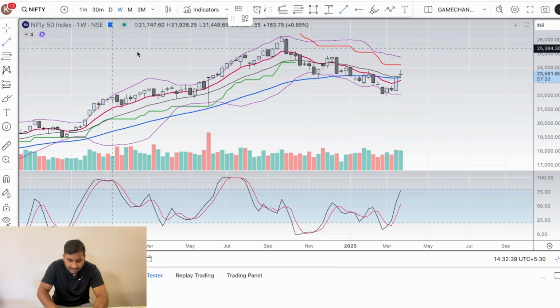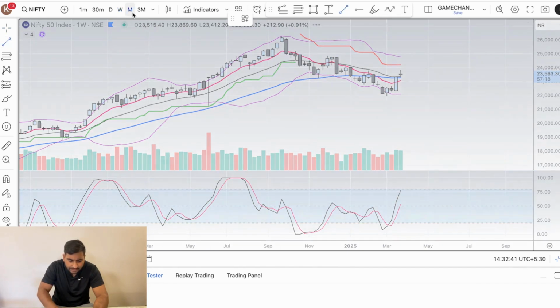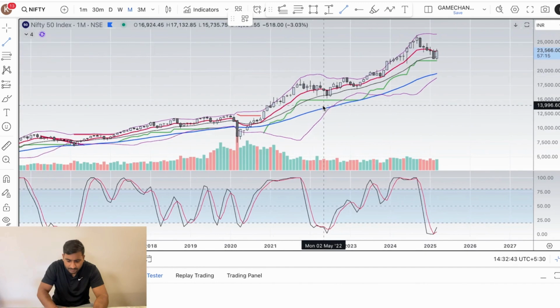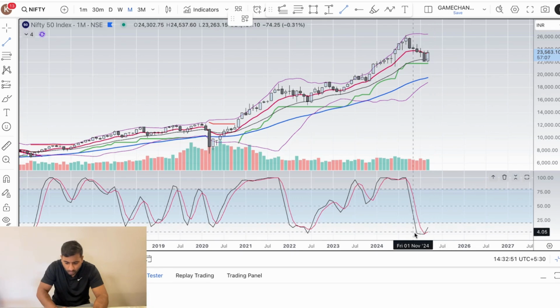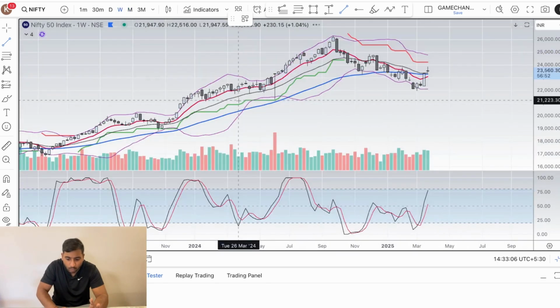Now Nifty 50, if I look at it on a monthly chart, doesn't this look really bullish currently? This oscillator has come to the overbought zone. Price is coming to the 20 moving average, and there has been some kind of body here. That means some kind of buying has happened.